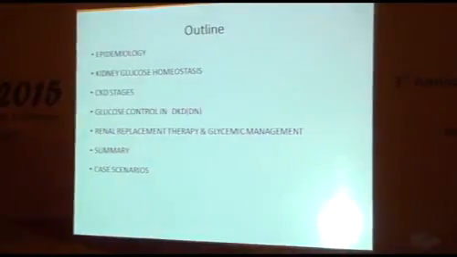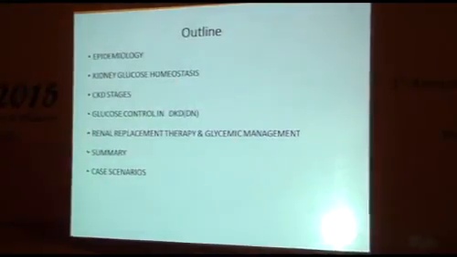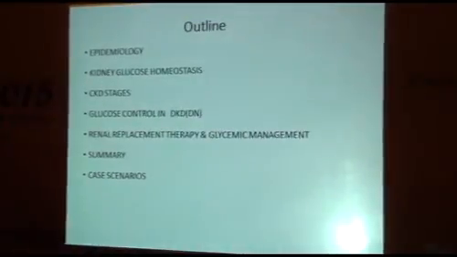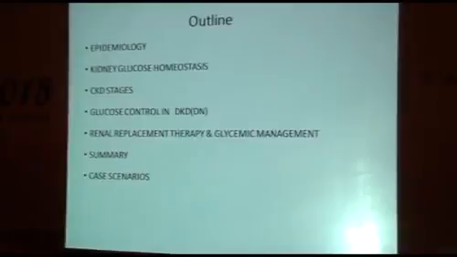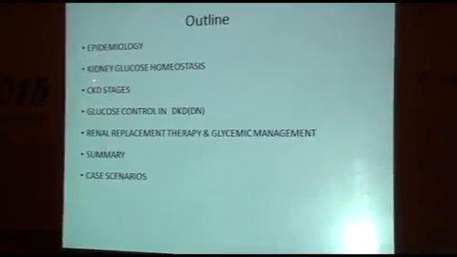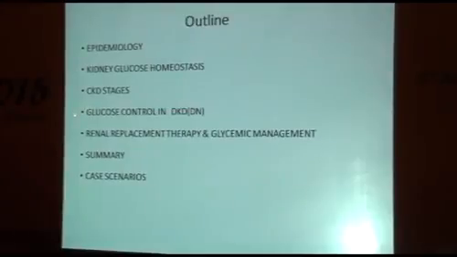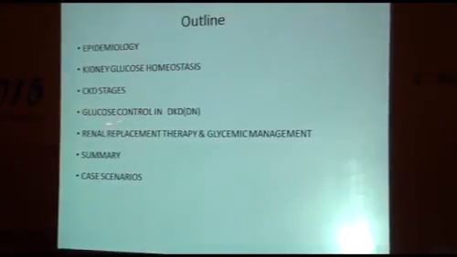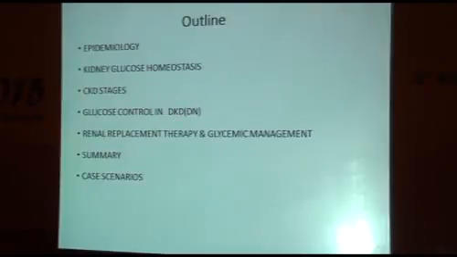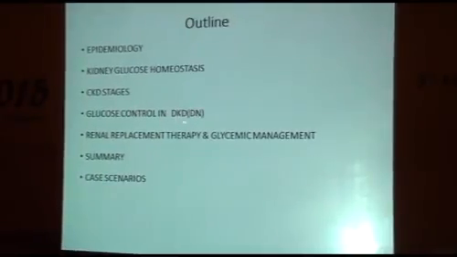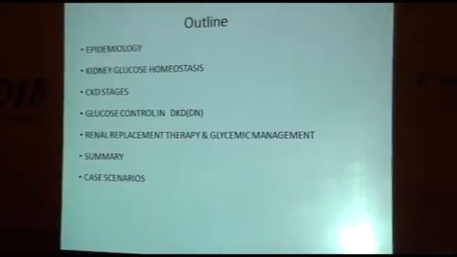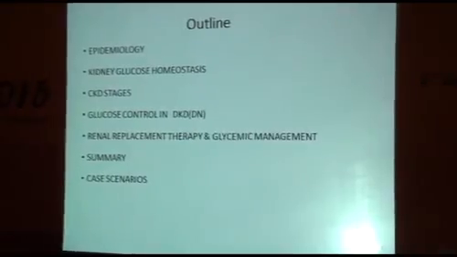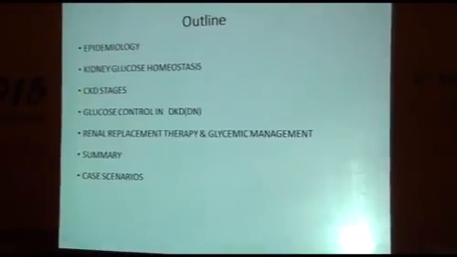The topic given is glycemic management in diabetic nephropathy. I will go about the following order. Initially I will deal with the epidemiology of the condition, then go about how the kidney contributes to glucose homeostasis, then deal with the CKD stages, and go on to deal with the issues with glucose control in diabetic kidney disease. Technically, the new terminology for diabetic nephropathy is DKD. Nephrologists would prefer to call it DKD. Then renal replacement therapy, different issues related to glycemic management, and go on to summarize and finally discuss a few case scenarios also.